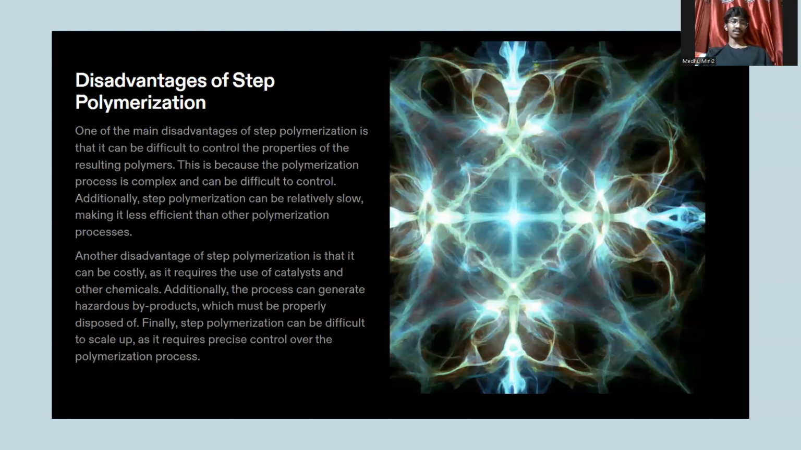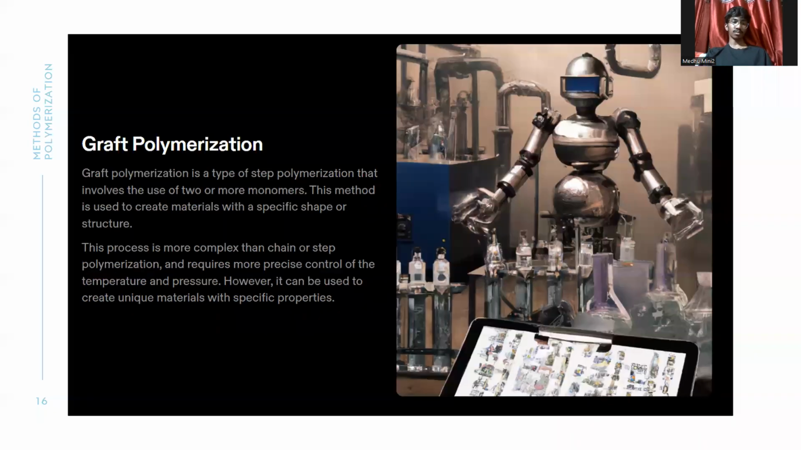Disadvantages of step polymerization. One of the main disadvantages of step polymerization is that it can be difficult to control the properties of the resulting polymers. This is because the polymerization is complex and can be difficult to control. Additionally, step polymerization can be relatively slow, making it less efficient than other polymerization processes. Another disadvantage of step polymerization is that it can be costly as it requires the use of catalysts and other chemicals. Additionally, the process can generate hazardous byproducts which must be properly disposed of. Finally, step polymerization can be difficult to scale up as it requires precise control over the polymerization process.